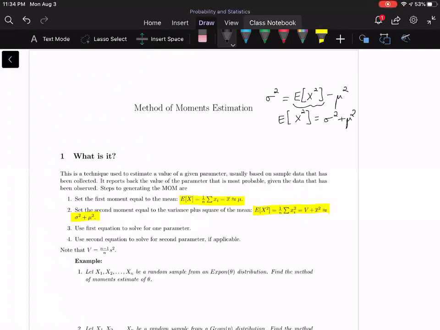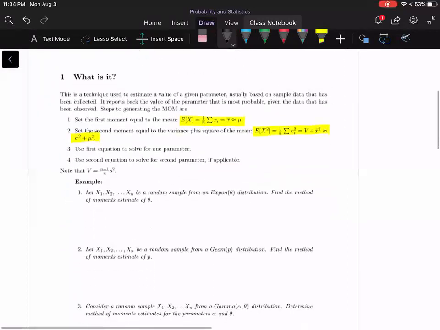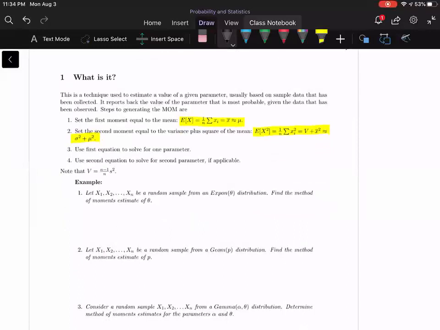All right, so let's look at problem 1 here. We have a collection of data, x1 through xn, that are from an exponential distribution, and we want to find the method of moments estimate of theta. So this is the same type of problem that we had first for the MLE. We just want the MOM estimate for it.